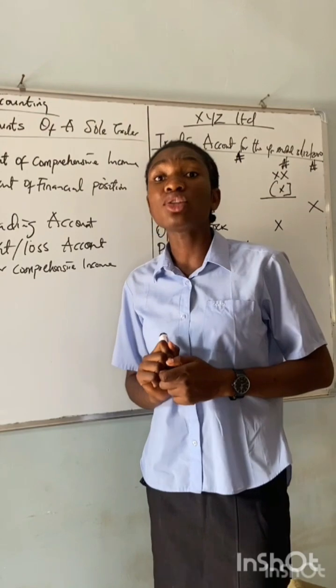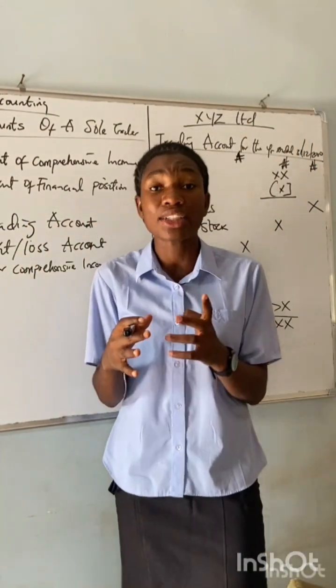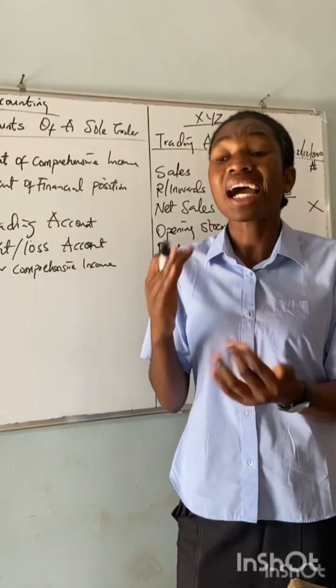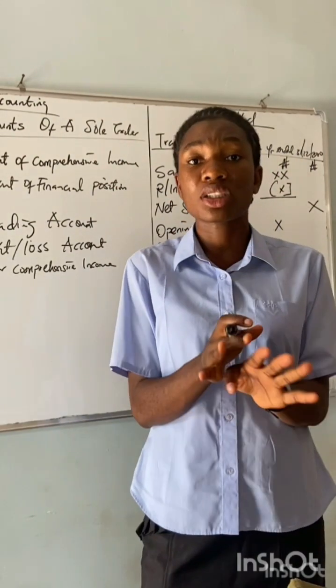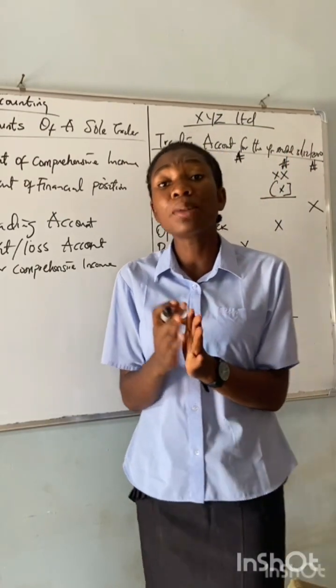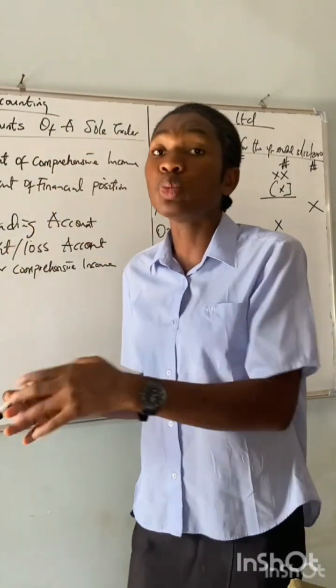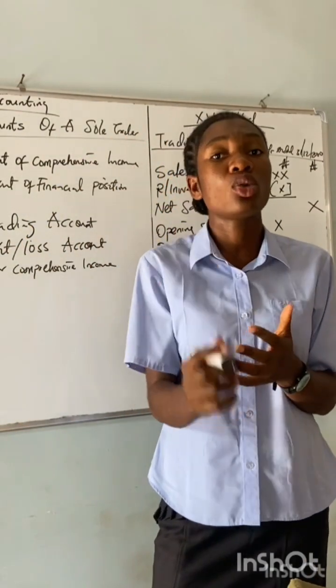But the truth is that not all the goods will be sold. Not all the products that you have will be sold. At the end of the period, some will be left, like the remnant. We call them the closing stock. So at the end of the business year, those goods that were not sold, although they were available to be sold, we term them the closing stock.